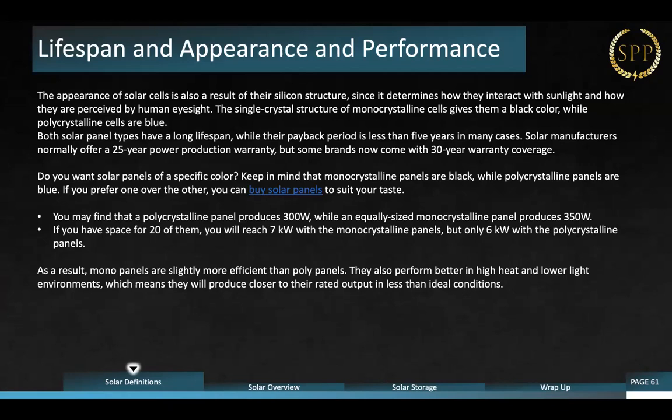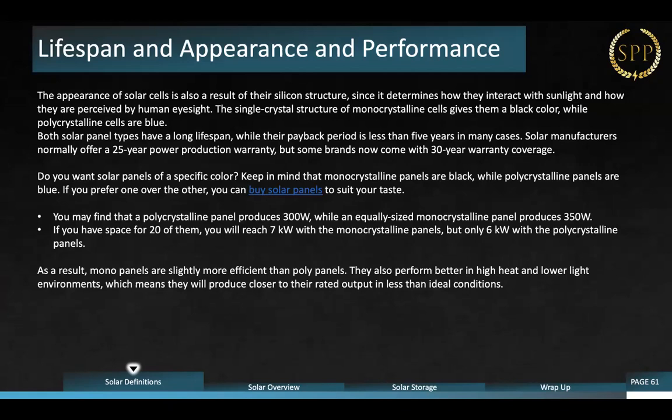So, do you want a specific color? You can get black or you can get blue if that's what they want. You can give them either one, but just know the black ones are the mono and they're more efficient. So you may find polycrystalline panels to produce 300 watts. Here's how the actual difference comes into effect. If you have a polycrystalline panel that produces 300 watts, an equally sized monocrystalline panel will actually produce 350 watts. So for kilowatt hour production, let's say we have space for 20 panels. You'll get a 7 kilowatt system with the monocrystalline panel, but you're only going to get a 6 kilowatt system with the polycrystalline panel.